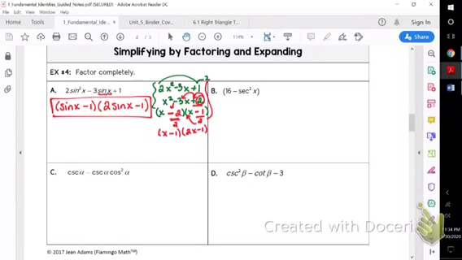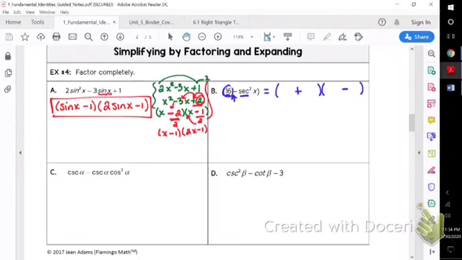Alright, moving on to B. Look at B. It has no greatest common factor and it's 2 terms. So I know it's either going to be a difference of squares or a sum or difference of cubes. I notice it's a difference, and 16 and secant squared both have square roots. So this is a difference of squares. Remember, when we're factoring a difference of squares, we're going to have 2 parentheses. One's going to have a plus and one's going to have a minus in it. And then you just take the square root of them.